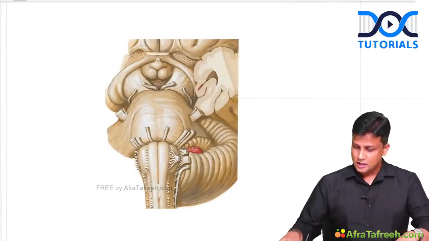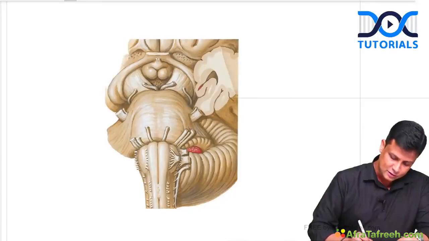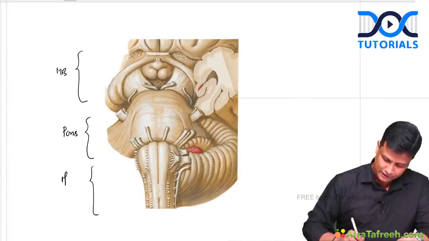Look at this. The moment you look at this diagram here, you are able to see very clearly, guys. This one here will be the midbrain. This here will be the pons. Perfect. And then this one here will be the medulla oblongata.